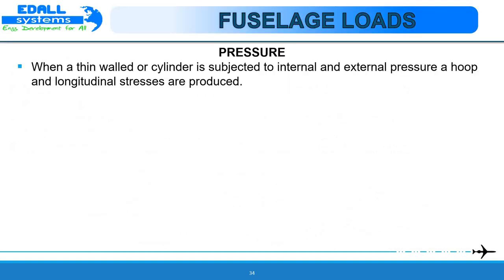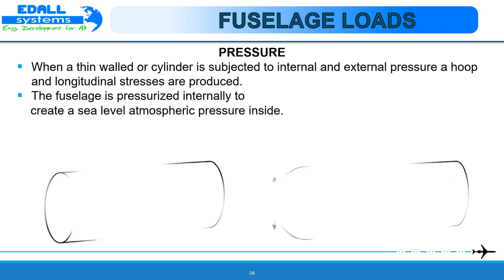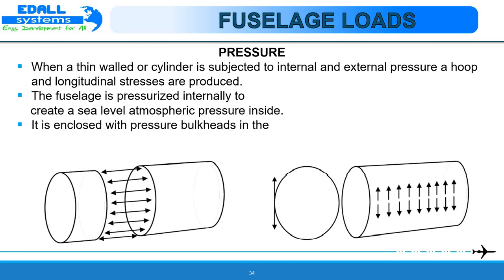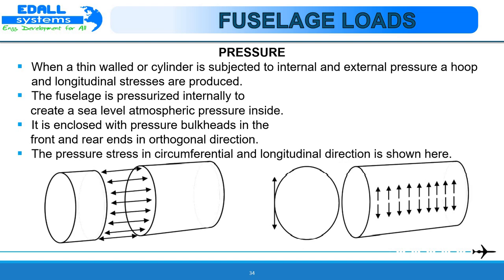Pressure. When a thin-walled cylinder is subjected to internal and external pressure, hoop and longitudinal stresses are produced. The fuselage is pressurized internally to create sea-level atmospheric pressure inside. It is enclosed with pressure bulkheads at the front and rear ends in the orthogonal direction. The pressure stress in the circumferential and longitudinal directions is shown in the images here. This is the circumferential and this is the longitudinal pressure stress acting on the fuselage.